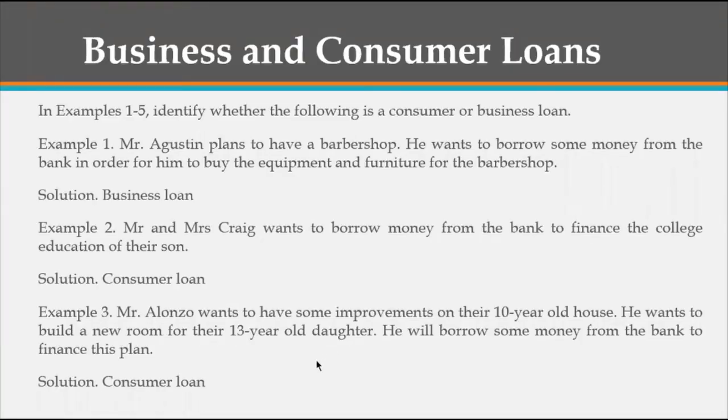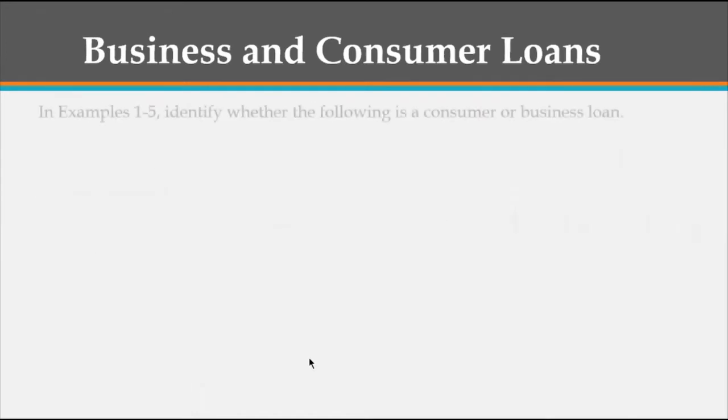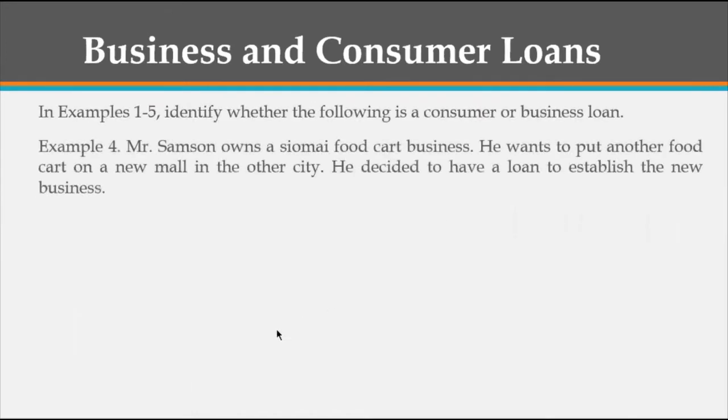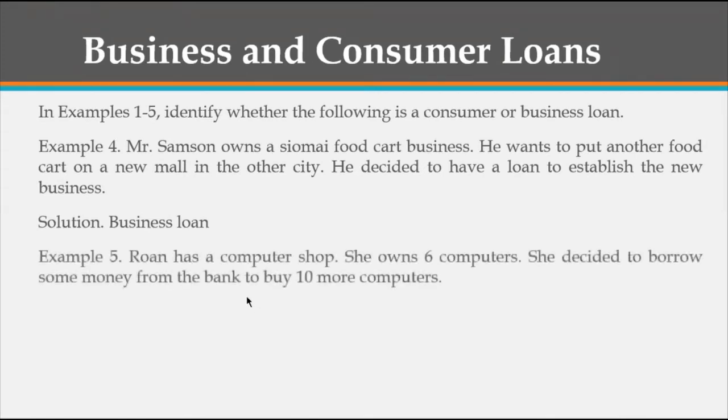Okay, so next, number 4. Mr. Samson owns a Shomai food cart business. He wants to put another food cart in a new mall in the other city. He decided to have a loan to establish the new business. Next, number 5. Rowan has a computer shop. He owns 6 computers. He decided to borrow some money from the bank to buy 10 more computers.